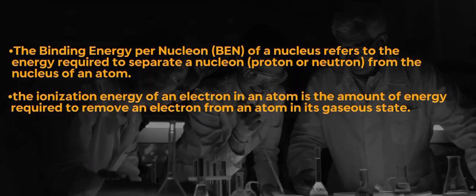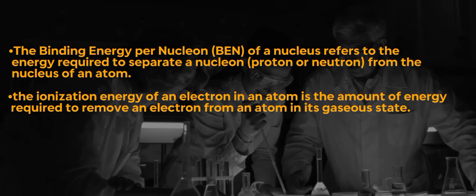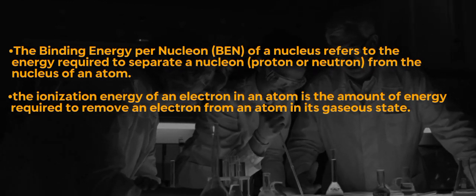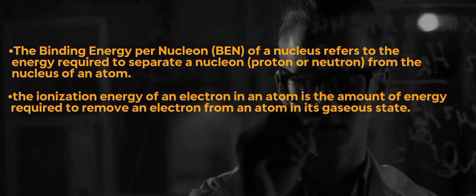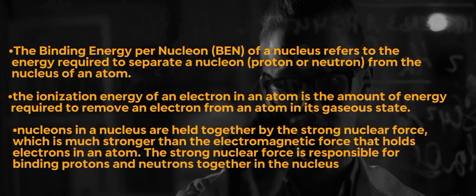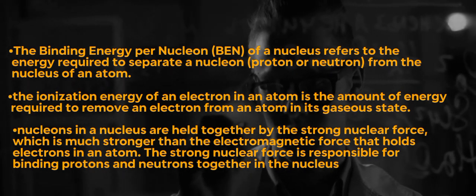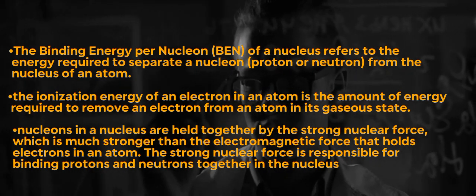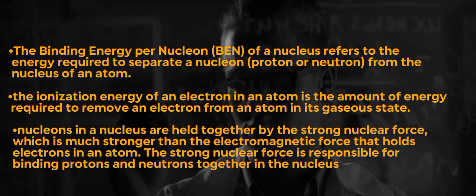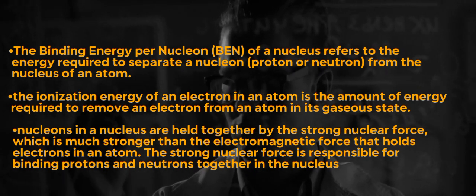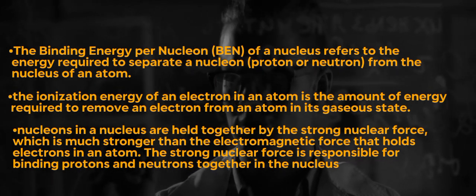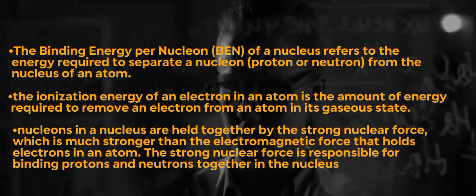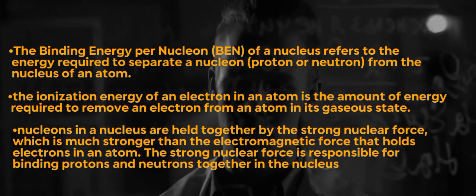In general, the BEN of a nucleon in the nucleus is much higher than the ionization energy of an electron in an atom. This is because the nucleons in the nucleus are held together by the strong nuclear force, which is much stronger than the electromagnetic force that holds electrons in an atom. The strong nuclear force is responsible for binding protons and neutrons together in the nucleus, and it requires a lot of energy to overcome this force and separate a nucleon from the nucleus.